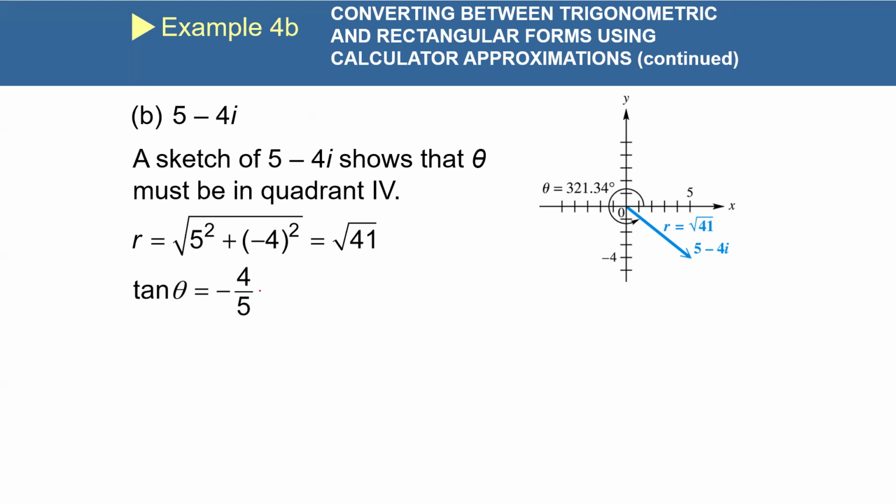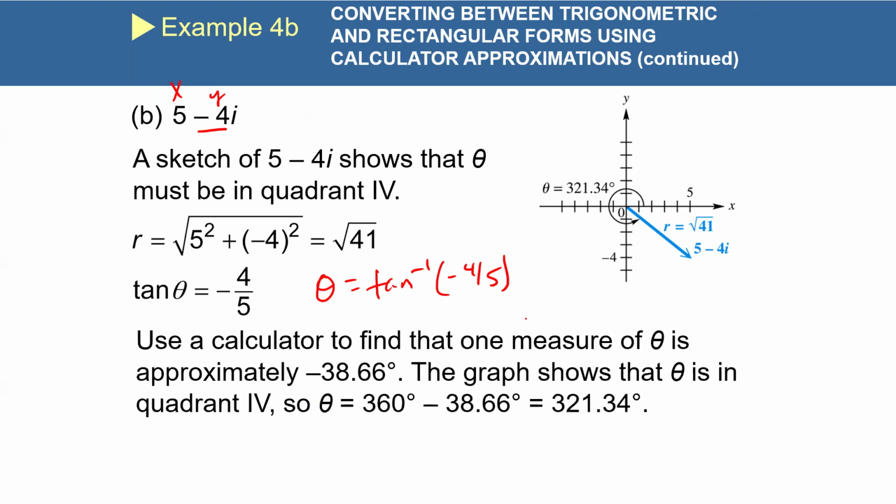So just really quick though, while you're in my face, just want to make sure you're good. So you have tan theta equals negative 4 over 5, right? Because tan theta is y over x. And we know that our x is 5 and our y is negative 4. So to find our theta is going to equal tan inverse of negative 4/5. And that's what we're putting in the calculator, because it's not on our unit circle. So when we put it in the calculator, we're going to get an approximate value of negative 38.6.